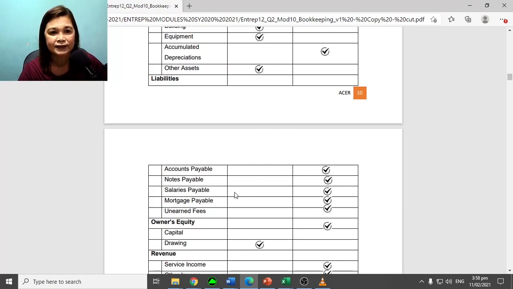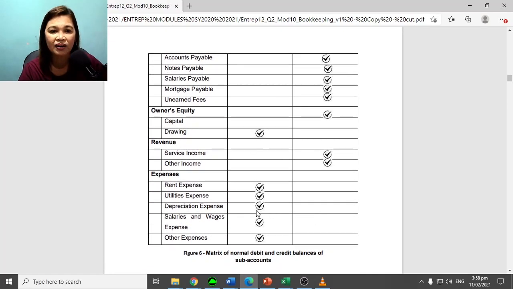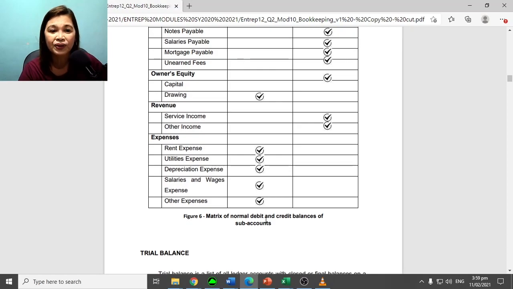For liabilities, all liabilities, current accounts and long-term accounts, have always credit side. For owner's equity, capital, it is also on the credit side. The contra account here is drawing, that is why it is on the debit side. All income or all revenues are on the credit side. All expenses are on the debit side. So these are the normal debit and credit balances of accounts.